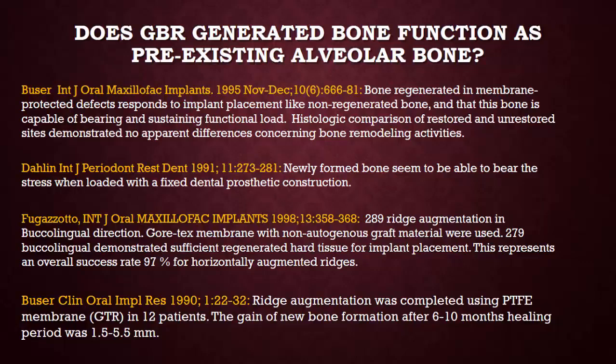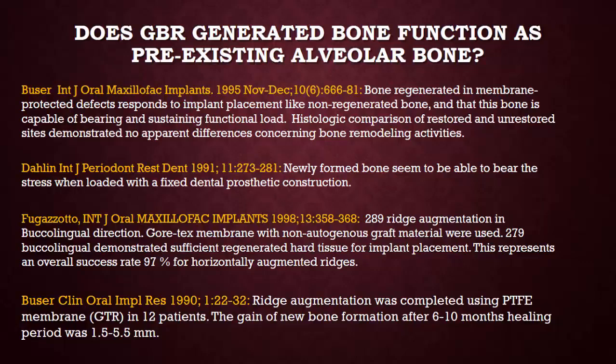Fogazzato, in his study in 1998, did 289 ridge augmentations in the buccolingual direction, and they used a non-resorbable membrane and also an FDBA graft. They found that 279 buccolingual sites demonstrated sufficient regenerated hard tissue for implant placement, and this represents an overall success rate of 97% for horizontally augmented ridges. So mainly in this study they talk about horizontal ridge augmentation, using a non-resorbable membrane with FDBA, and they showed a 97% success rate.